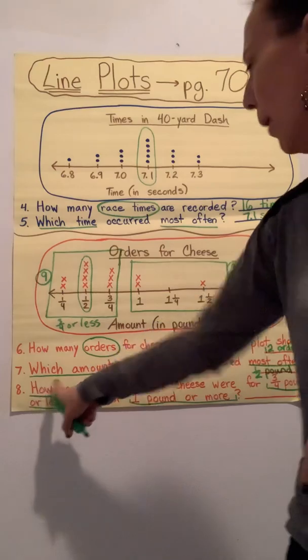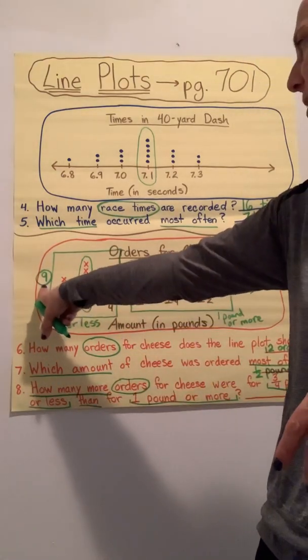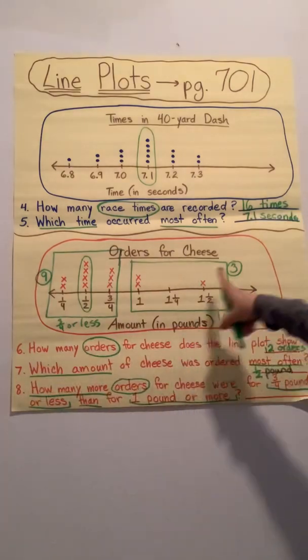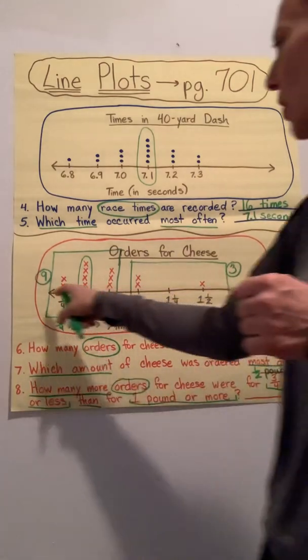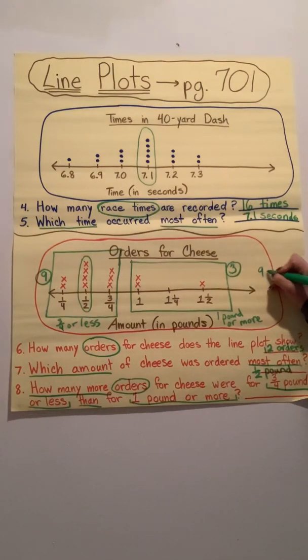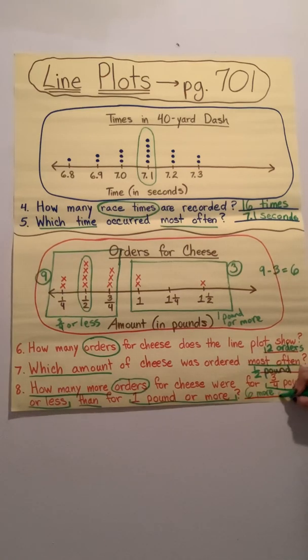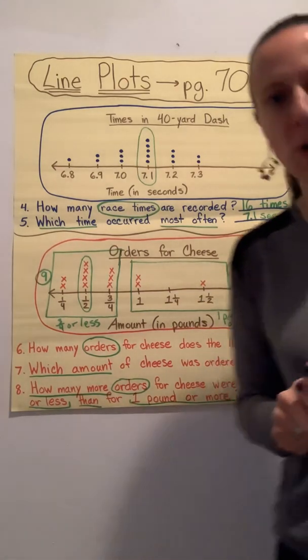So if I want to know how many more orders for cheese were for 3/4 pound or less than 1 pound or more, I'm going to have to find the difference between 9 and 3. So I'm going to do 9 minus 3. I know that equals 6. So my answer is 6 more orders. So they have 6 more smaller orders than the larger ones.